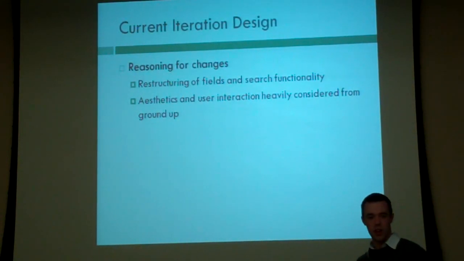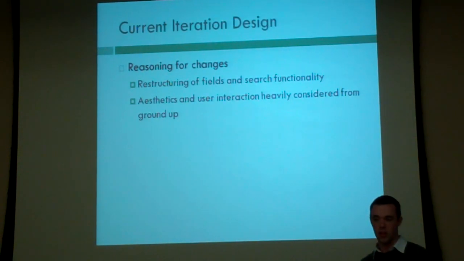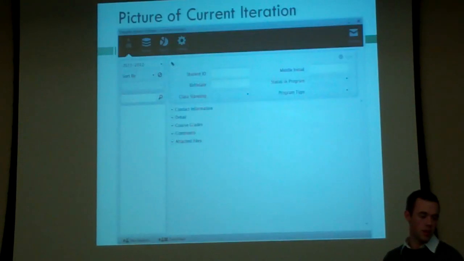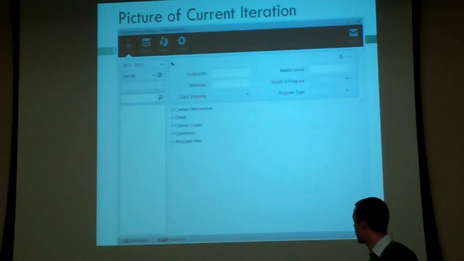So the reasoning behind our changes here was restructuring. While aesthetics we realize aren't the most important aspect, they are important because she will be viewing it quite often, as well as the organization needs to make sense very quickly, so there's not a lot of learning that needs to be done. So our current iteration looks like this.